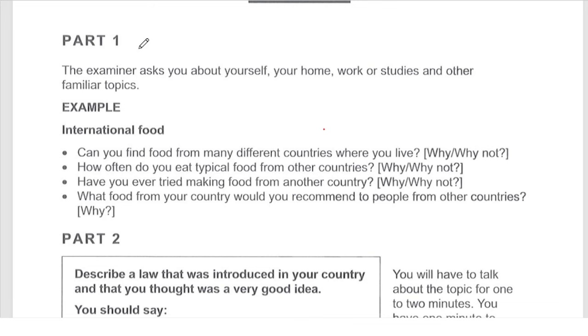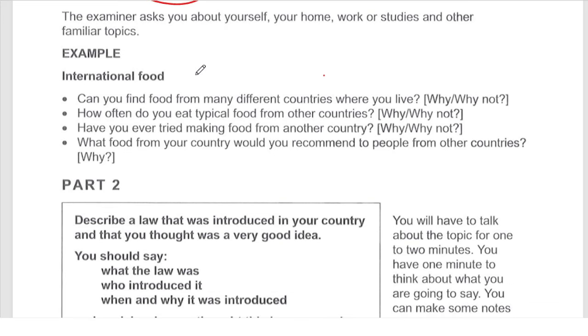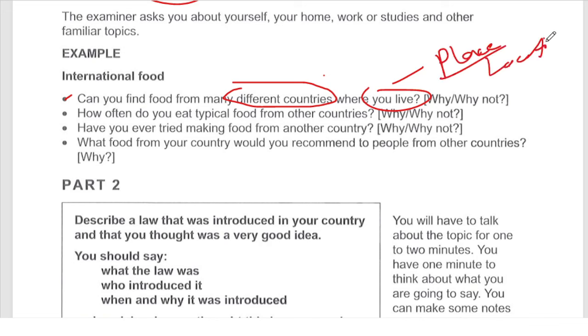This is the book from Cambridge 19, the latest one. The first question is, can you find food from many different countries where you live? So they are asking you about your place, the country where you live. Where you live means the location you live in, right? They're asking about that. So can you find different countries' food?